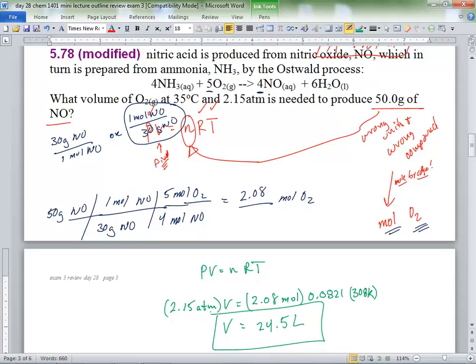Do your moles come to 2.08? Okay, and then the R, and then the temperature. 421 Kelvin. No, temperature's 308 Kelvin. Where? The temperature? Yeah, 148 plus 273 is 420. Look at 148. Temperature's 35 degrees Celsius. What did I read? Oh, okay.